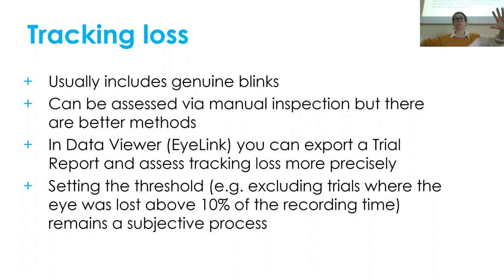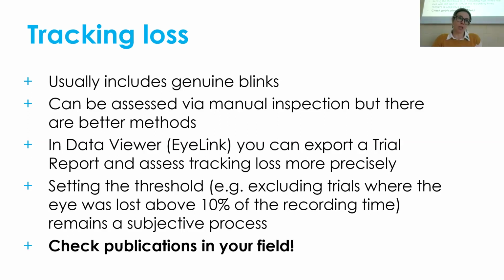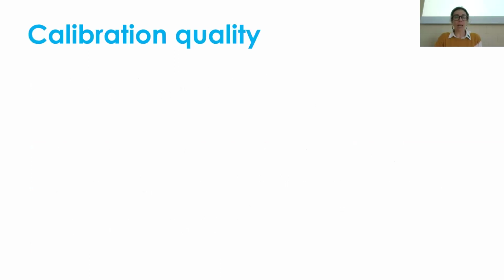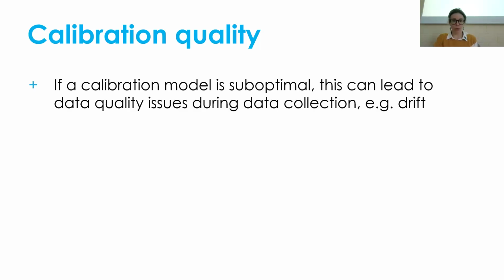If your areas of interest are really large, or if your areas of interest are minute, and the type of experiment. So check publications in your field. I will repeat this a number of times, to see what is the best practice out there already. Calibration quality is then the last important element of data quality that we assess when deciding what trials or what participants to include or exclude.